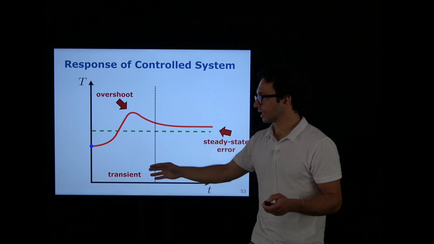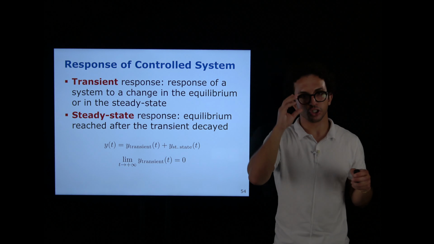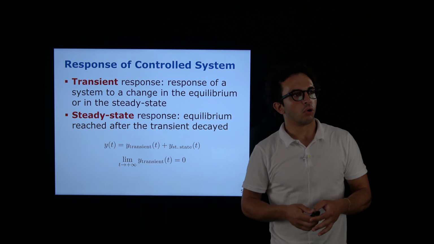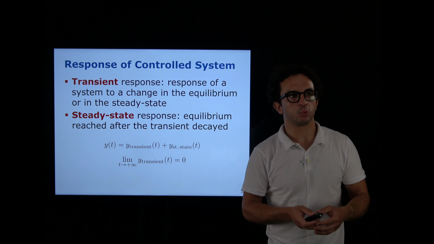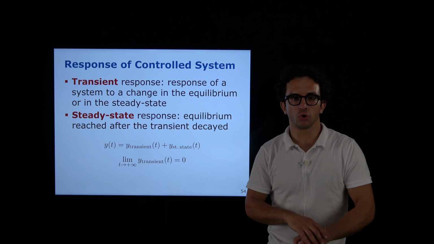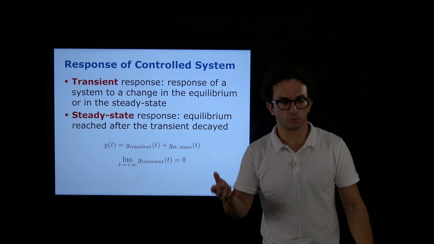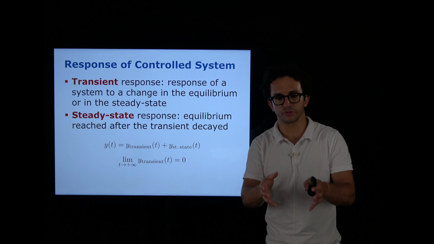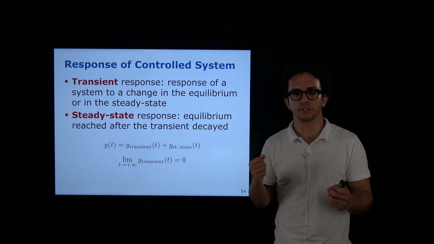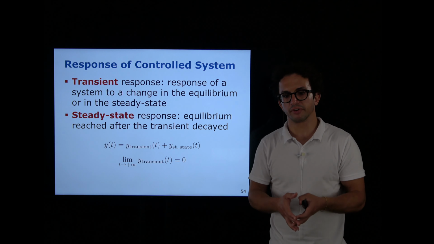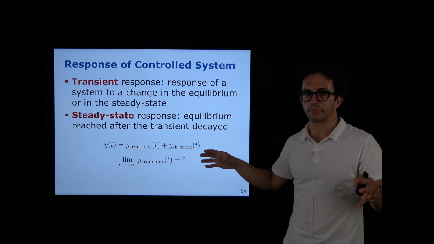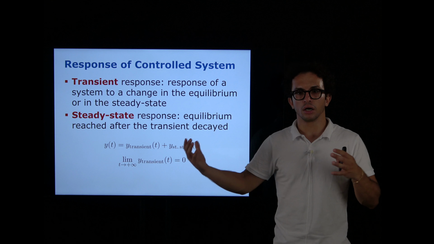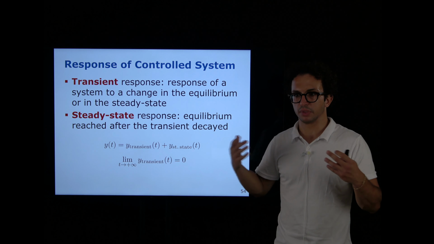So again, a bit more formal definition of transient and steady state. The transient response was the very first reaction of the system to a change in its equilibrium, or to a change in a steady state, which is kind of the same concept. You have a system which is either evolving or it's just at rest. There's something coming to it, either an input or a disturbance, and a transient happens. So the system starts evolving in a different way. It has to deal with whatever is being fed to it.